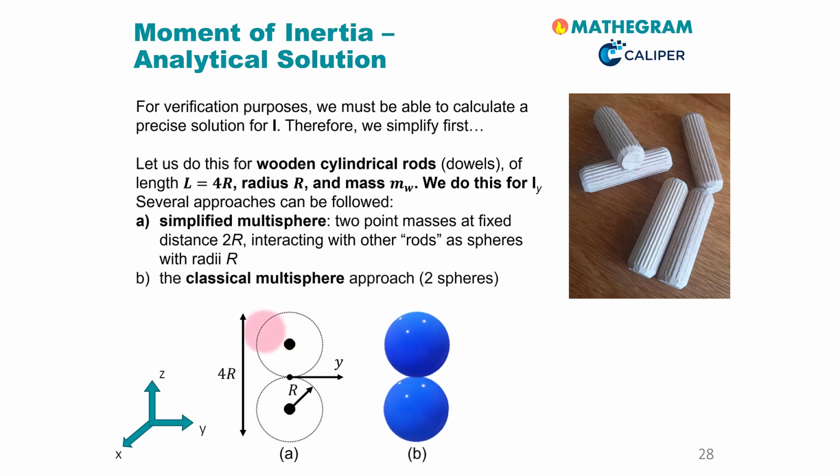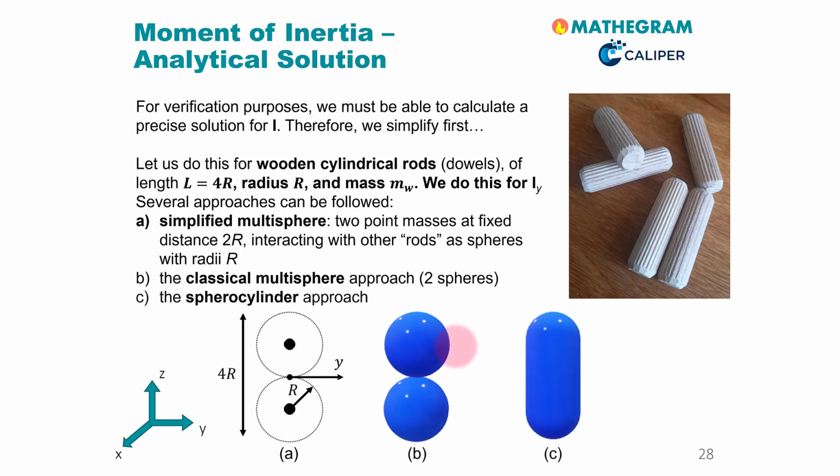The second approach is to use the classical multisphere approach, where we have 2 spheres, and we will consider that each of these 2 spheres has a finite moment of inertia. And the third approach is, and this is maybe the most realistic approach, the spherocylinder approach, and you see it depicted here. The only thing that we cannot do is we can of course not take into account the sharp edges at the end of our dowels, but this is it.